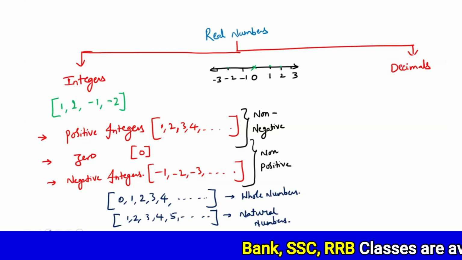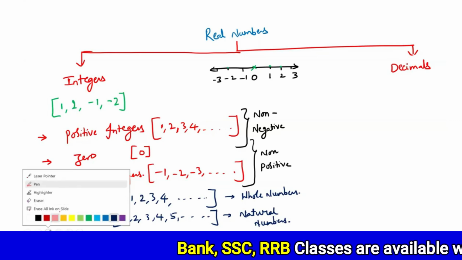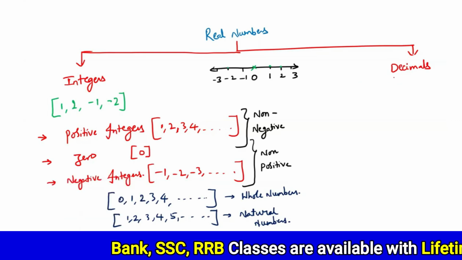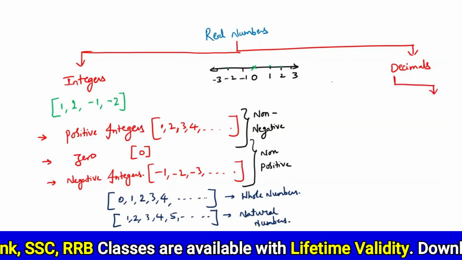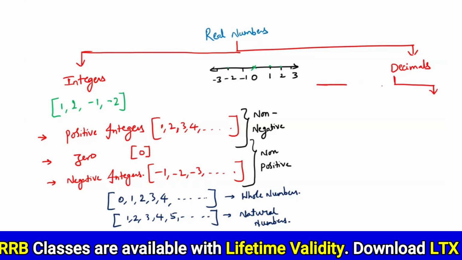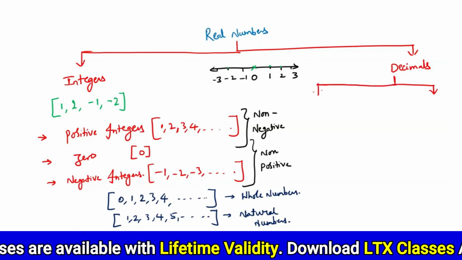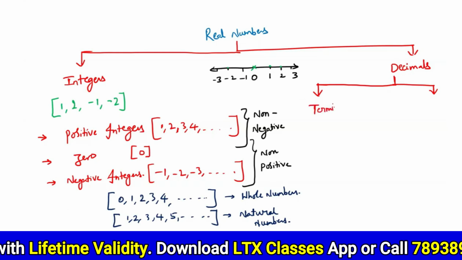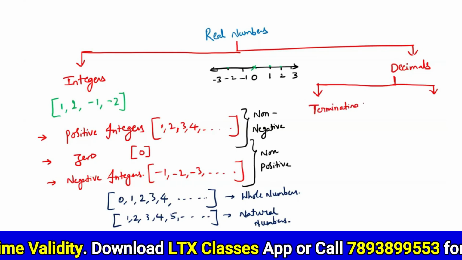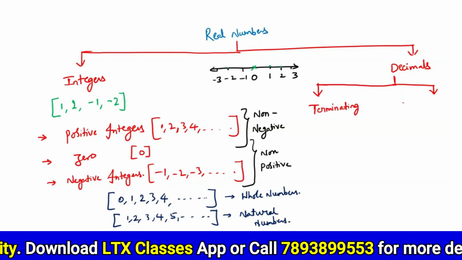And now coming to the decimals. Can you guys tell me how the decimals are classified? I mean the further classification regarding decimals. Terminating, non-terminating. Very good. So the first one is terminating decimal, and the next one is non-terminating decimal.